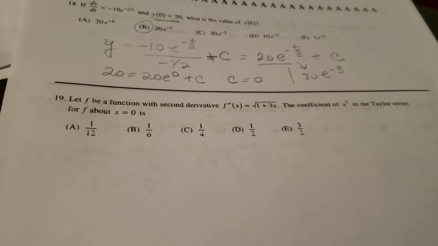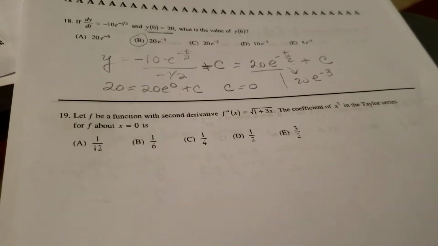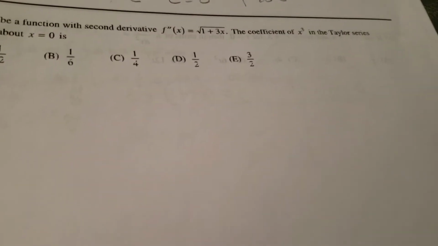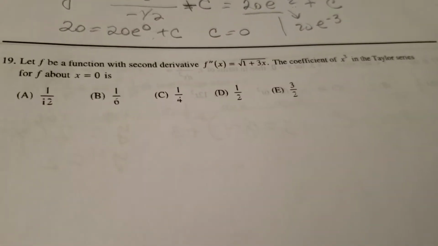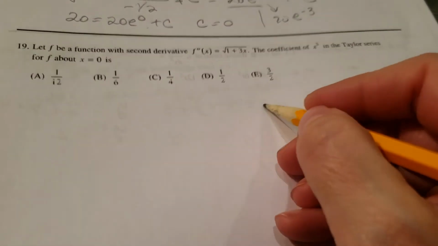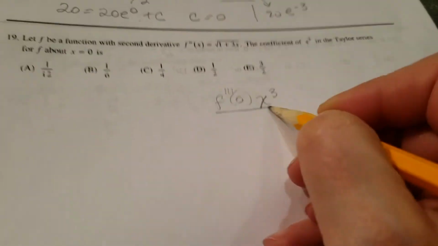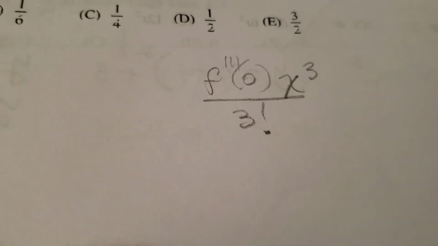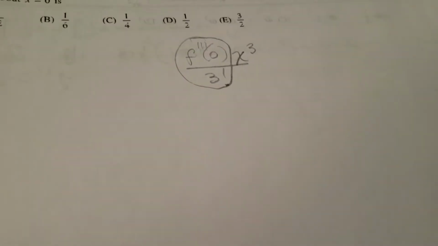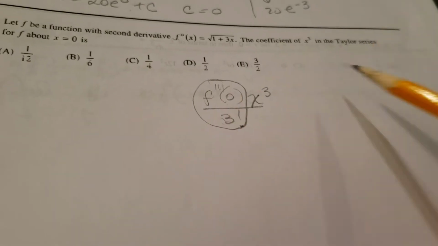Let f be the function, the coefficient of x cubed in a Taylor series for f. Okay, so let's remember Taylor series, the coefficient of x cubed. This is really the Maclaurin series because it's about x equal to 0. So you have x cubed, the third derivative at 0 divided by 3 factorial. That's what the third term of Taylor's looks like. So they want this. They gave you the second derivative. If you take the derivative of that, you find the third derivative.